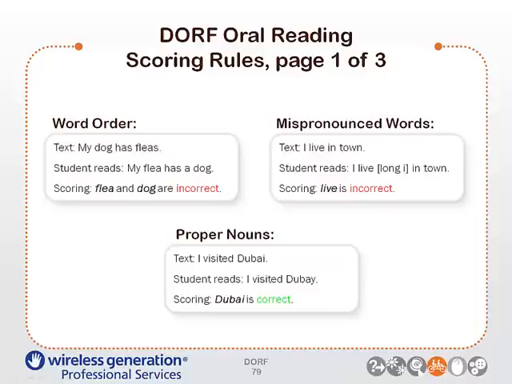Score incorrect mispronounced words if mispronounced within the context of the sentence. So if the text reads, I live in town, and the student reads, I live in town with a different pronunciation of live, live is marked incorrect. For proper nouns, if a student reads a proper noun with any reasonable phonetic pronunciation, score it as correct. I visited Dubai. If the student reads, I visited Dubai, Dubai is counted correct.